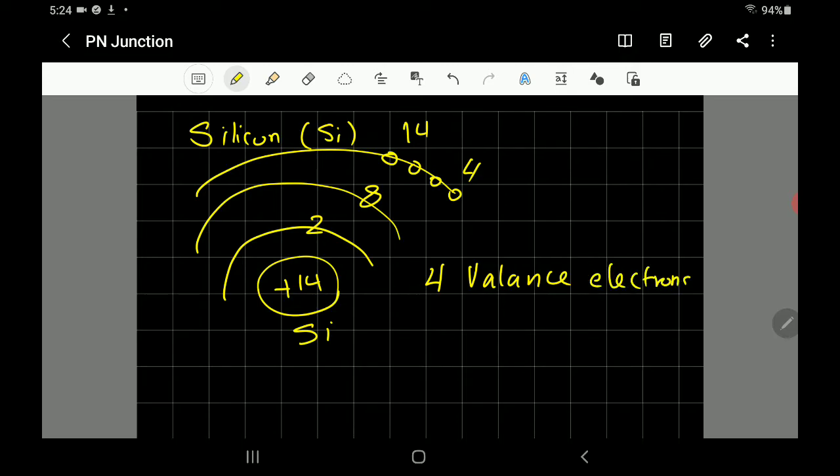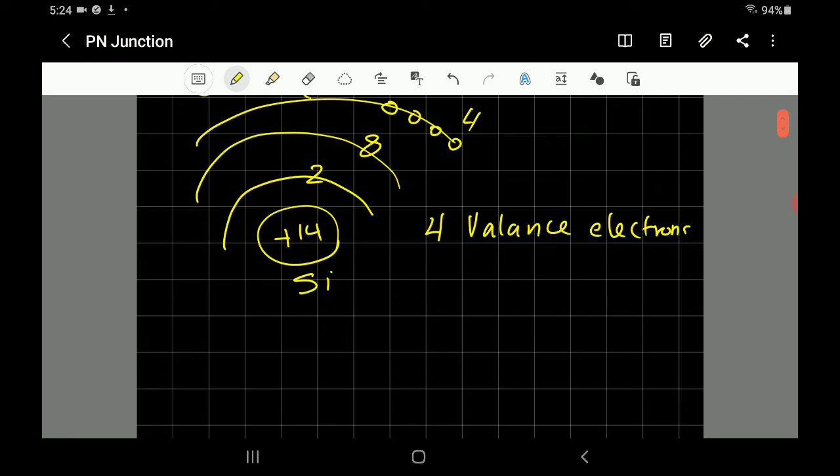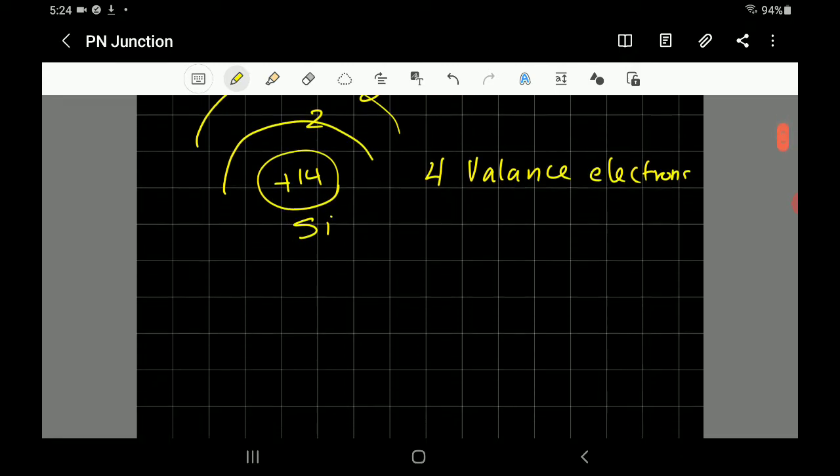Why are we interested in the valence electrons in the last orbit? Because valence electrons can be responsible for conduction if we can free some of them to become free electrons. Because as we know, who is responsible for the conductive current? Free electrons.